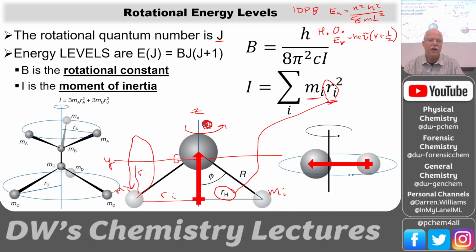For ethane, we have lots of different atoms. This is a weird one. Atoms A might be H's, and these might be deuteriums. So here we have 3 times the 3 A masses times their distances from the axis, and here's 3 times the deuterium masses times their distances from the axis, and so on. So the moments of inertia get more complicated with the bigger the molecule.